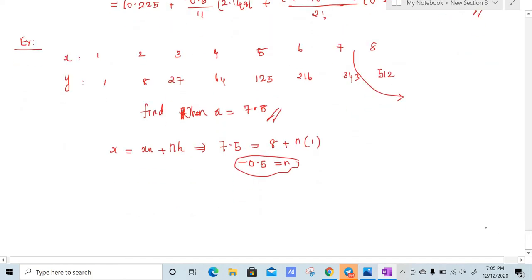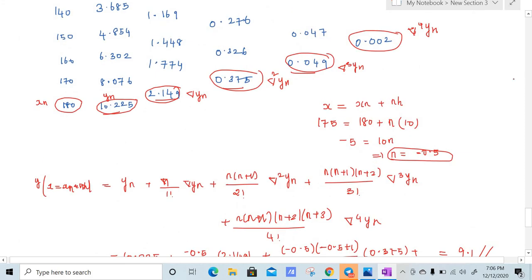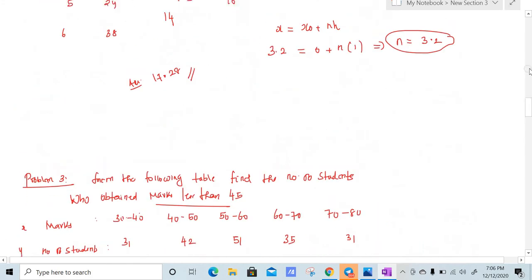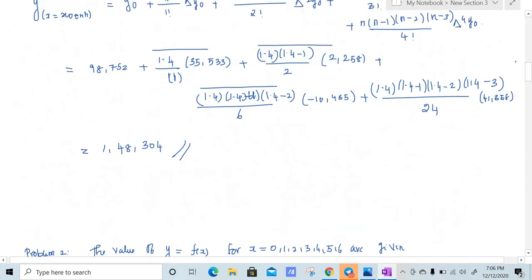The answer will be 421.88, right? So this is the answer. So that's it. This is Newton forward and backward interpolation formula. When the required data is in the beginning, you use forward. If it is at the back, you use the Newton backward interpolation formula.